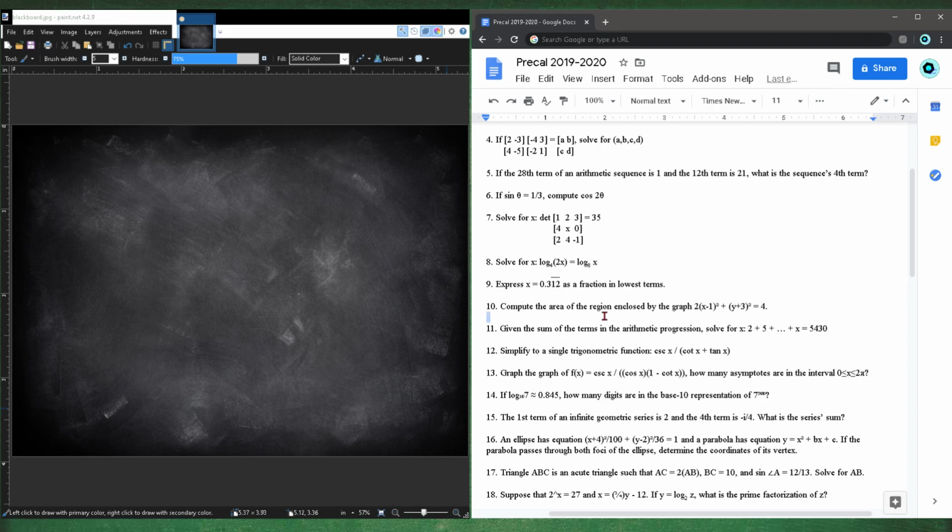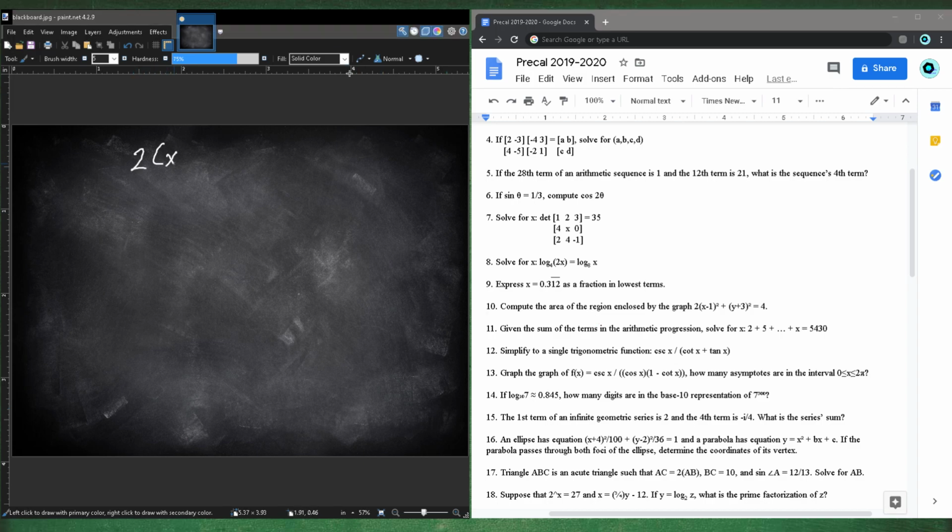Okay, number 10. Compute the area of the region enclosed by the graph. Okay, so 2x minus 1 squared plus y plus 3 squared is equal to 4. So the area enclosed by this is just going to be an ellipse. So the general form is going to be, it doesn't really matter what that is, just x squared over a squared plus y squared over b squared is equal to 1. And the area of an ellipse is just a times b times pi. Okay, so that's just a formula you need to know.